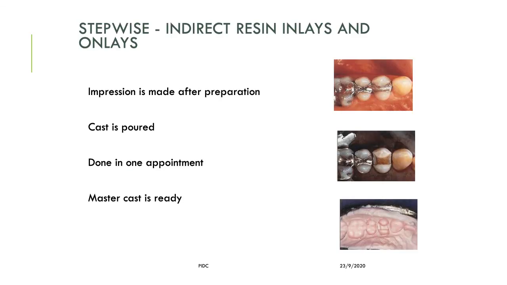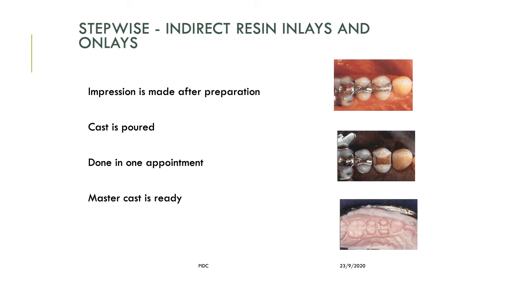So stepwise, indirect resin inlays and onlays. So the first thing is, again, you have to prepare the impression. Before that, you have to do the tooth preparation. So any caries or any weakened restoration has to be removed first, and tooth preparation has to be done.